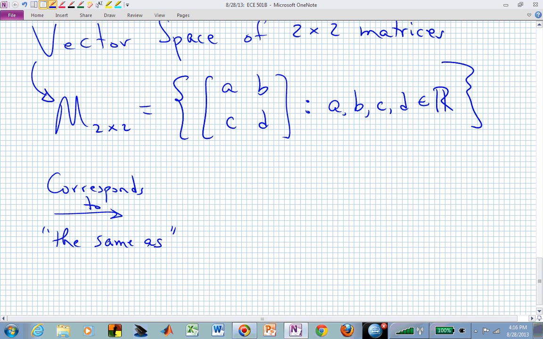living in a space R4. This is a four-dimensional space. Those four numbers, A, B, C, and D. So this corresponds to, or is the same as, R sub 4, where we might have this A, B, C, and D living in R4. Is that making sense?